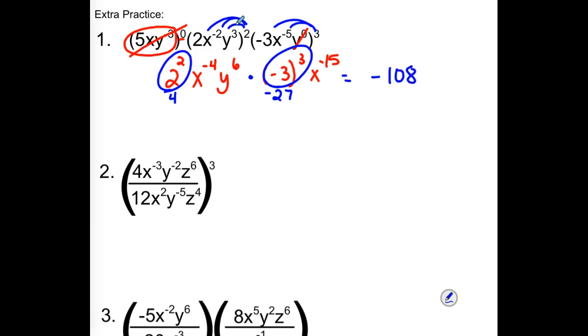All right, now, looking at the x's, we have a -4 and we have a -15. If we add those together, we're at -19. We can't leave negative exponents, though, so we're going to flip that. So our x to the 19th is going to land in the denominator. And then the y's, we just have a y to the 6th. It's not negative, so it's going to stay where it is.